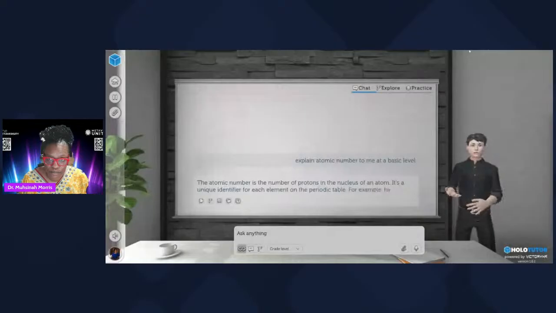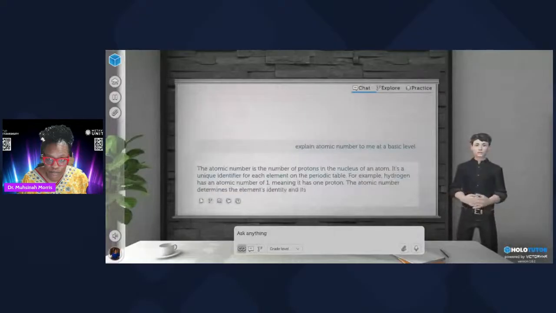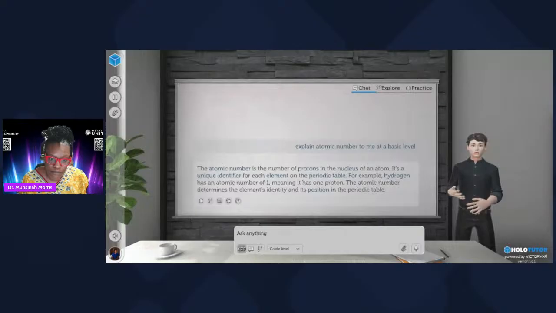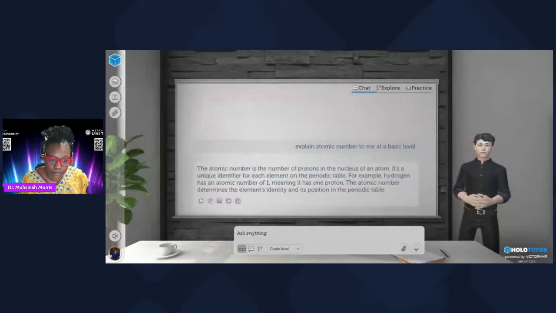The atomic number is the number of protons in the nucleus of an atom. It's a unique identifier for each element on the periodic table. For example, hydrogen has an atomic number of 1, meaning it has 1 proton. The atomic number determines the element's identity and its position in the periodic table.